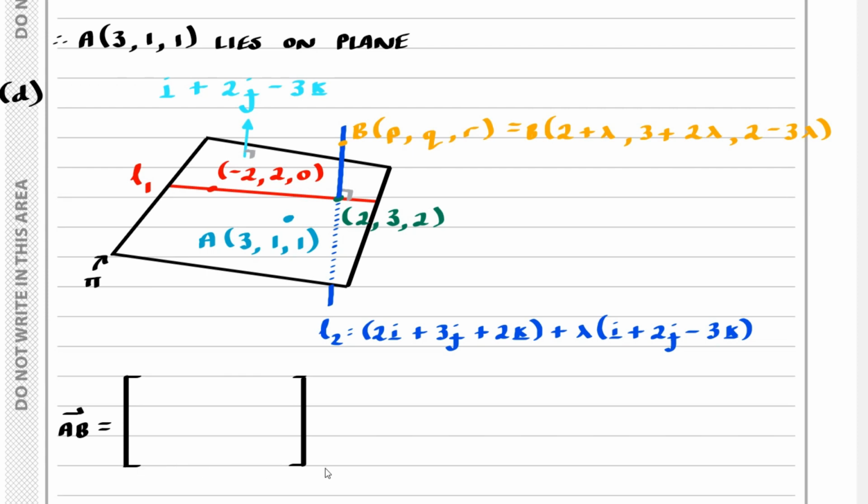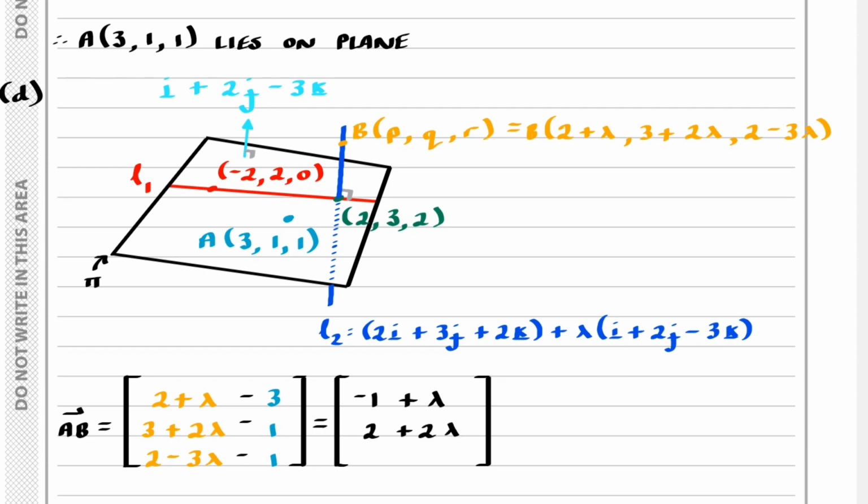So if we now find the vector AB, we are starting at A and we are finishing at B. That's equal to OB subtract OA. So we have 2 plus lambda subtract 3, and we have 3 plus 2 lambda subtract 1, and 2 subtract 3 lambda subtract 1. And if we work this out, in the i direction we have negative 1 plus lambda, in the j direction we have 2 plus 2 lambda, and in the k direction we have 1 subtract 3 lambda.